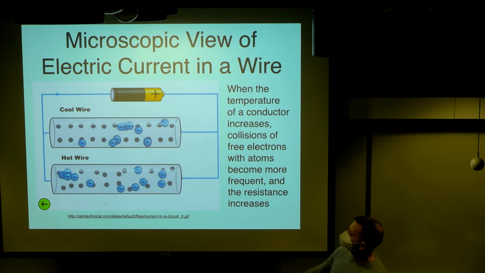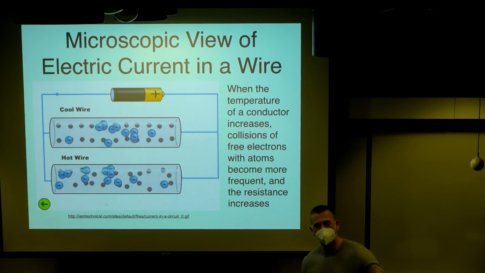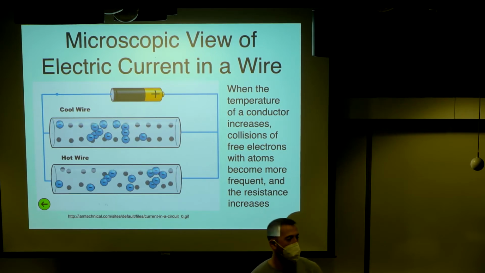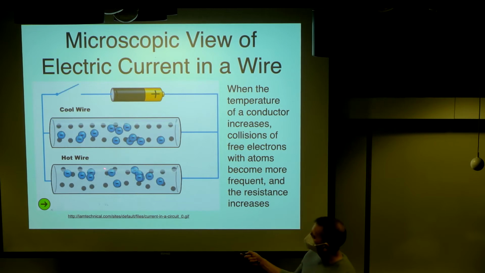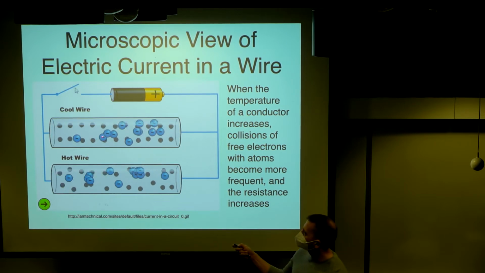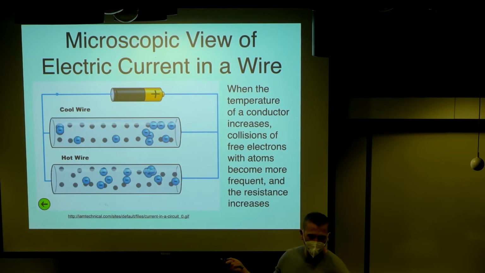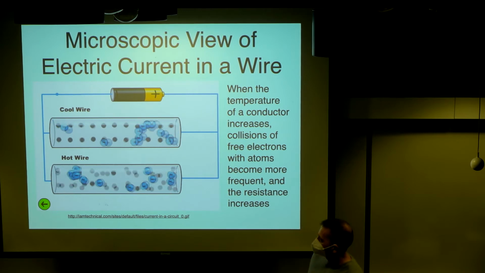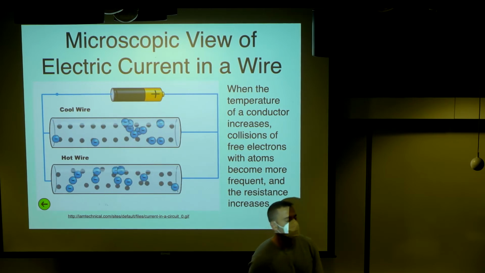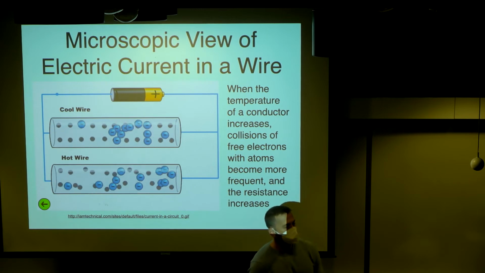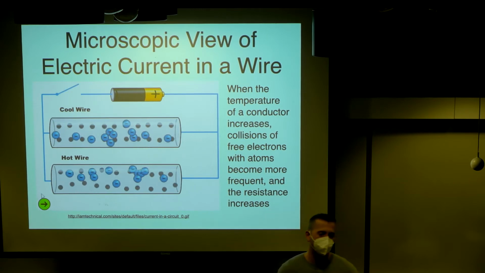So in each of these animations, we are shown free electrons moving through a wire. In the first case, we're going to imagine the wire is cool, so it's at a lower temperature. In the second case, we're going to imagine we have a hotter wire at a higher temperature. So what does it mean to be at a higher temperature?